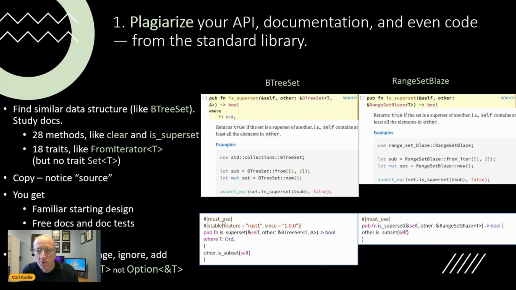So what I did with RangeSetBlaze, look at RangeSetBlaze's documentation. I copied most of the function signature. I literally copied the documentation string here, and I even translated the example from the BTreeSet example to a RangeSetBlaze example. And it's exactly the same example.